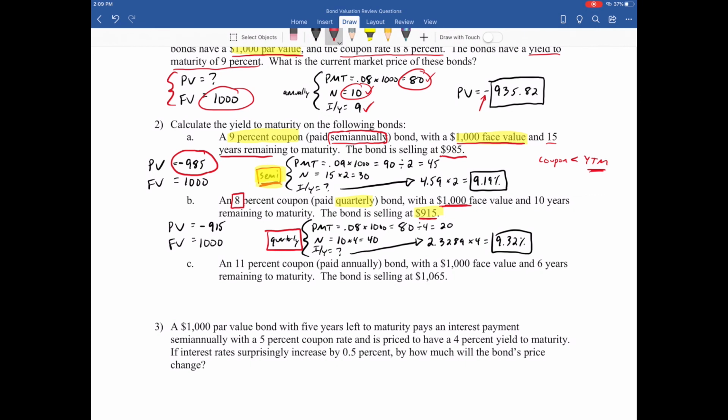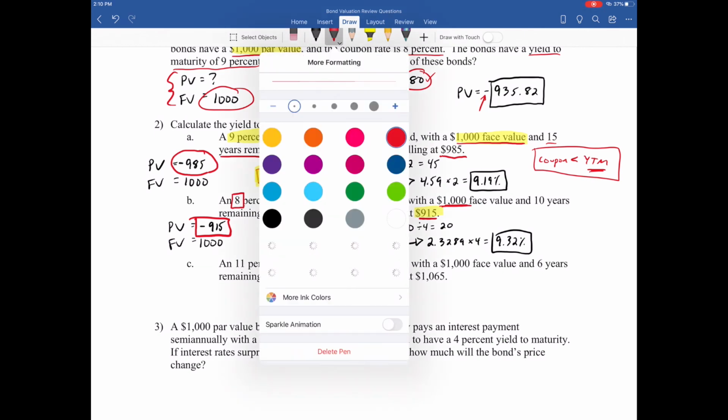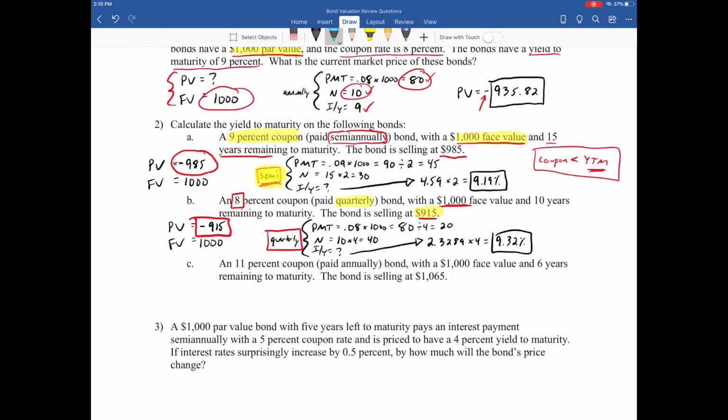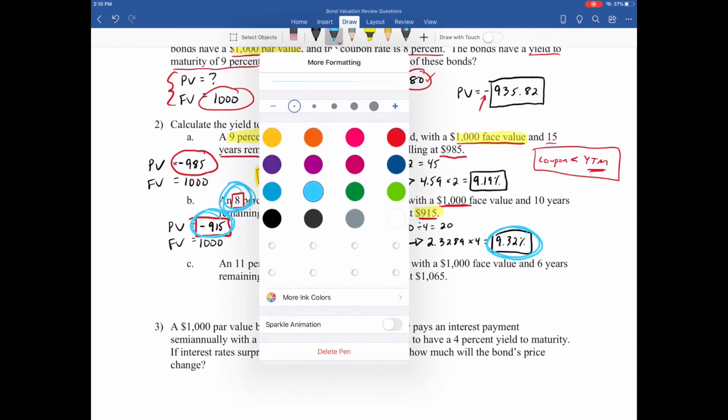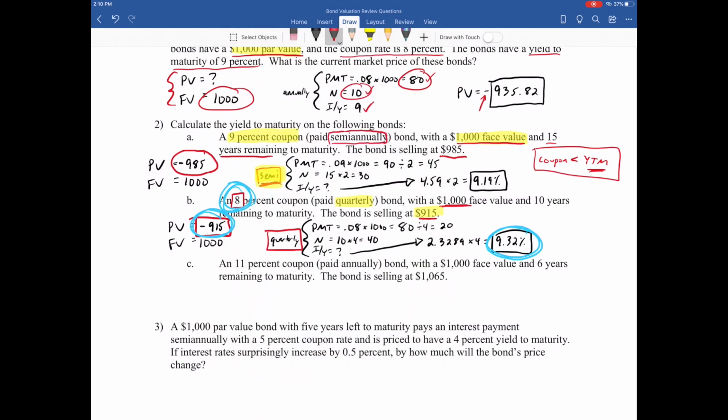Now, once again, before we even started, we saw that this bond was selling at a discount, and these bonds sell at a discount when the coupon rate is less than the yield to maturity. Once again, we saw and verified that when we had a coupon rate of 8% and the bond was selling at a discount, our yield did end up being greater than that coupon rate. So it did verify our thinking that we were going to have a yield to maturity that was greater than our coupon rate because the bond was selling at a discount, less than par value, less than the $1,000.